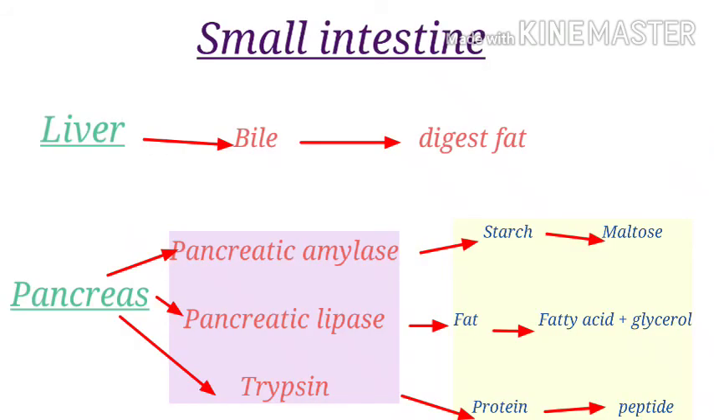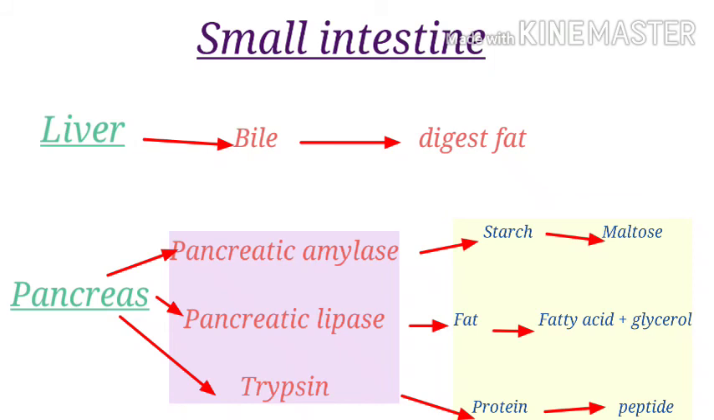Next is the digestive process in the small intestine. In the initial part of the small intestine, that is the duodenum, the digesting food gets mixed with the bile, secreted by the liver, and also with the pancreatic enzymes secreted by the pancreas. The role of bile is to help in the digestion of fat, and the pancreas secretes pancreatic enzymes which contain pancreatic amylase, trypsin and pancreatic lipase.